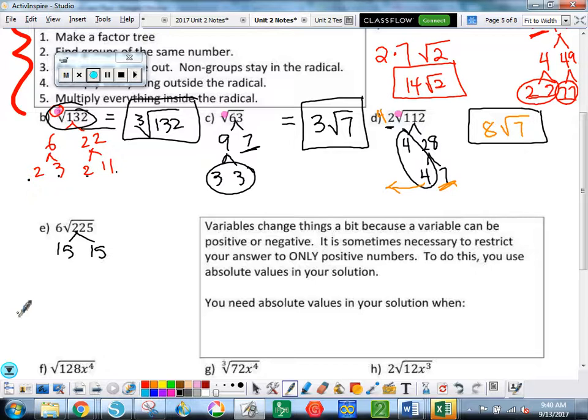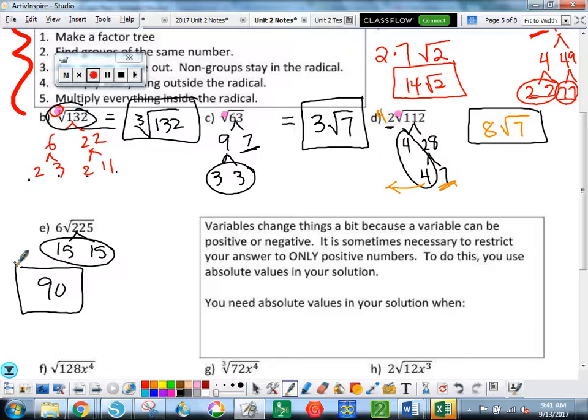It's a perfect square. So what happens when you find a group and there are no loners? Well, the group's going to come out and mesh with the 6. 6 times 15 is 90. There are no loners, so your answer is just 90. So if the entire group comes out, the radical goes away.